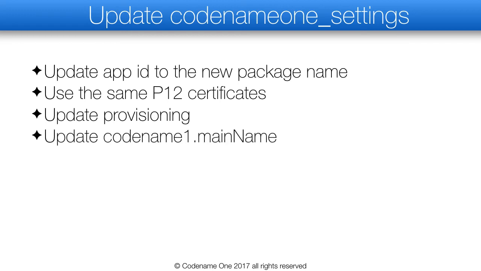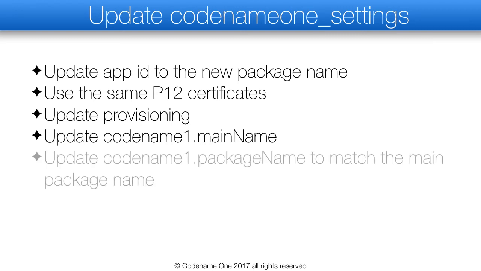Update codename1.mainName to match the class name. Update codename1 package name to match the package name. Other than certificates, there are many nuances you would probably want to customize in this file, such as the app name and the icon. Once this is all done, you would have a separate app that does the exact same thing.